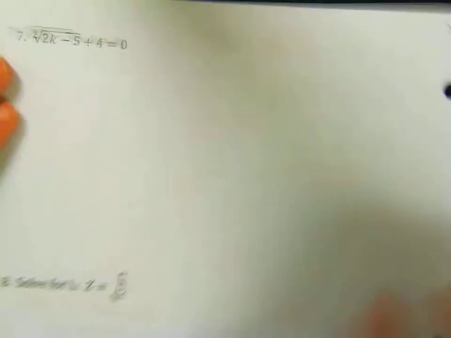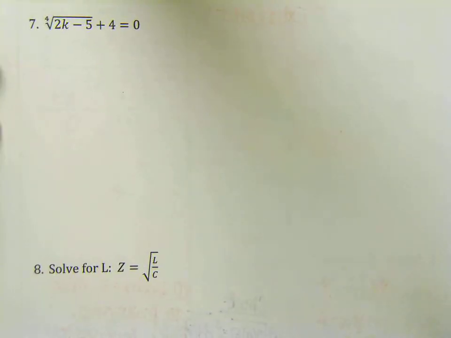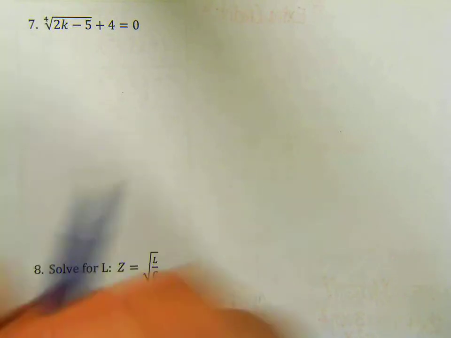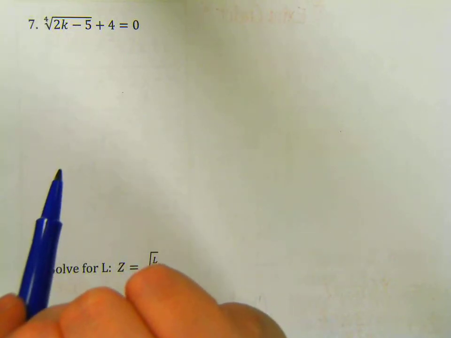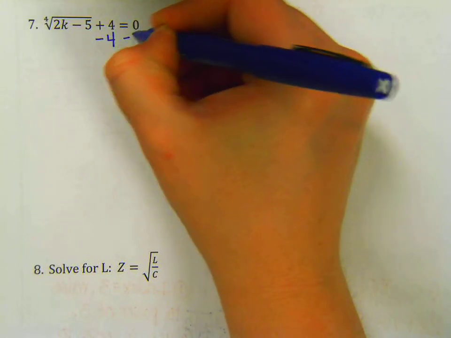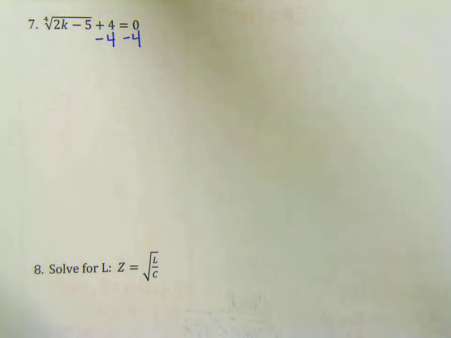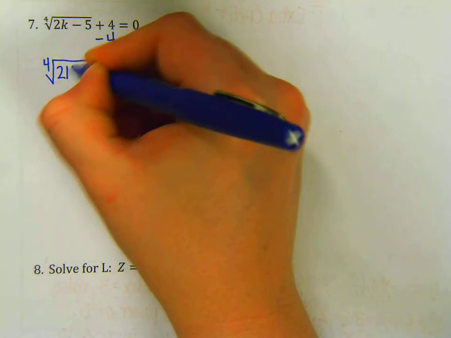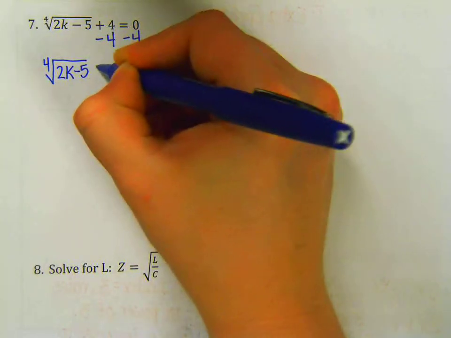Alright, so next one. I took the steps out. I think you kind of have the idea. So for number 7, we have to get the 4 to the other side because we can't put it to the 4th root if it's on the left. So my first step is going to get rid of that 4 by putting it to the other side, so the 4th root of 2k minus 5 equals negative 4.